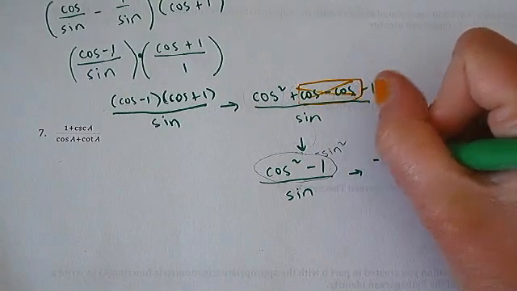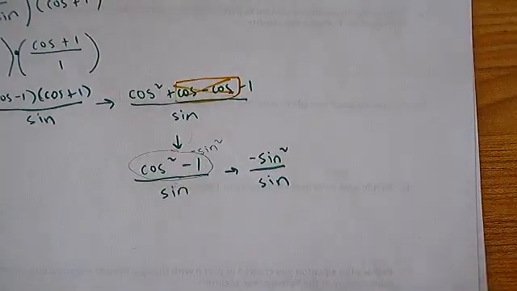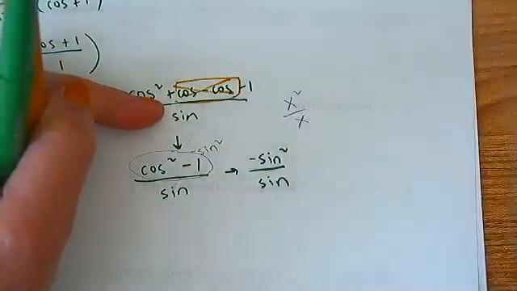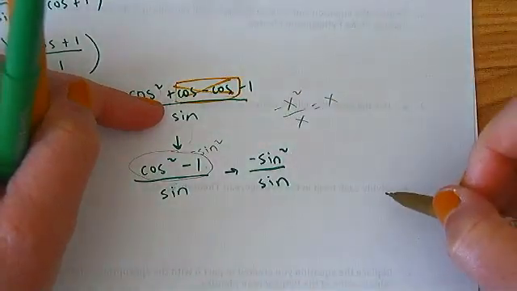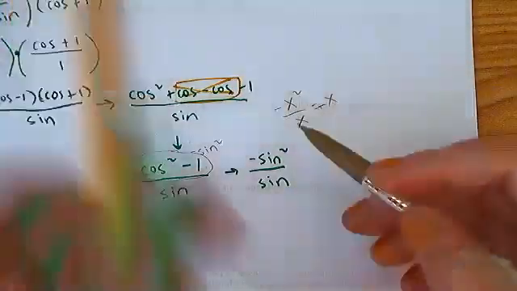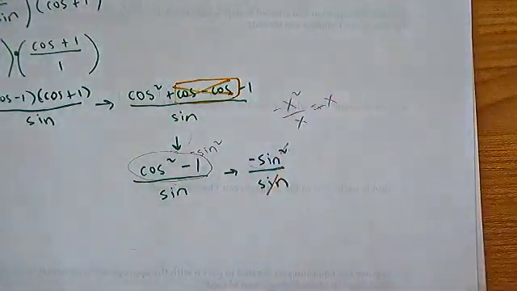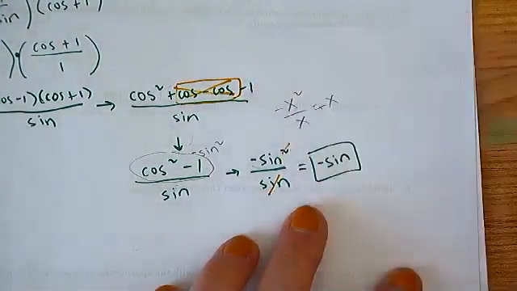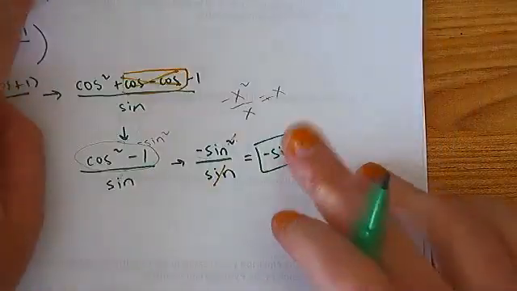So that whole numerator is becoming negative sine squared, and it's divided by sine. What can I do now? This would be like seeing x squared over x. What does that equal? Just x. So what's negative x squared over x? Negative x. So what's negative sine squared over sine? Negative sine. And that's your answer. So we went from this long thing to one single term.